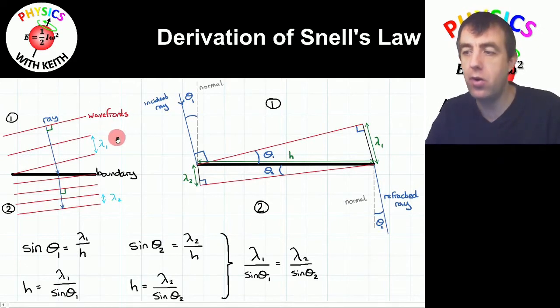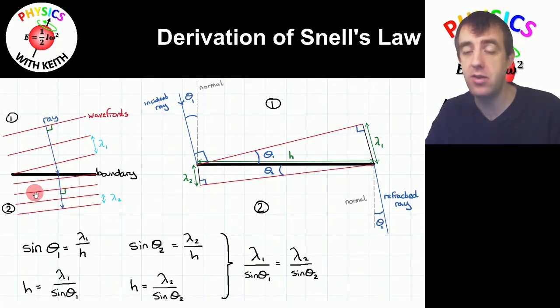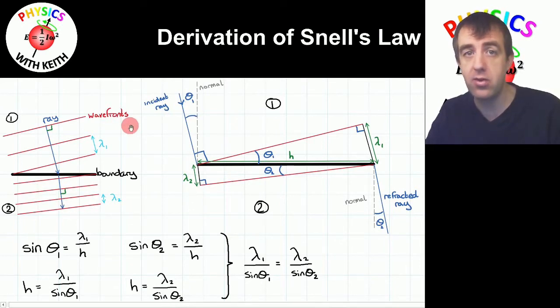As we saw before, the distance between 2 wavefronts is equal to 1 wavelength. Now I've labelled one medium, medium 1, and I've labelled the other medium, medium 2. So I'm considering this from an optical point of view. Refraction does happen in other wave systems, but we're going to consider it purely from an optical point of view.